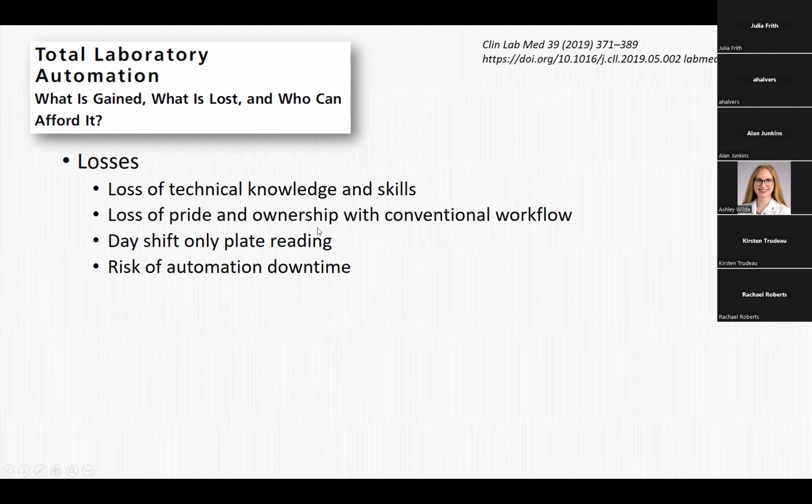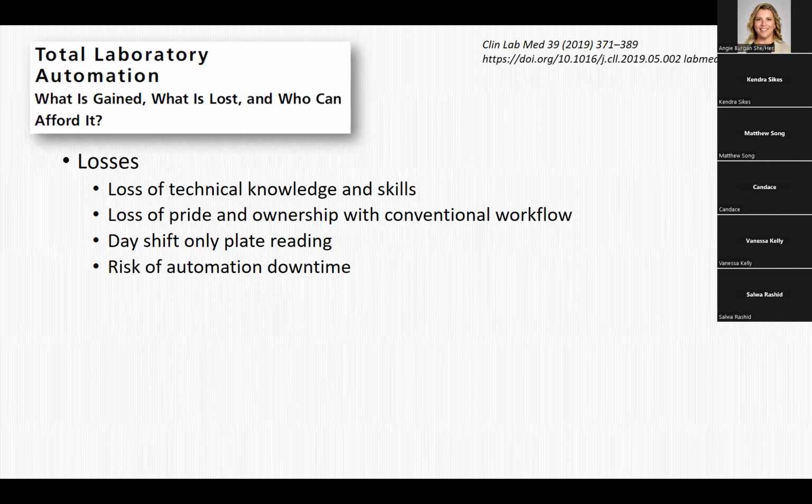This is interesting. Loss of pride and ownership with the conventional workflow. In other words, we can kind of say here that, look, chemistry was automated and hematology is automated, and we're still so old-fashioned. But we had a little bit of pride in the fact that we were still doing things the old-fashioned way. You chemistry people, you put the button, you put the machine in, and the machine does everything. We still did all this work here. So we had a little bit of pride in that.